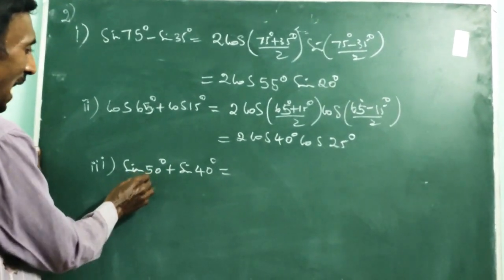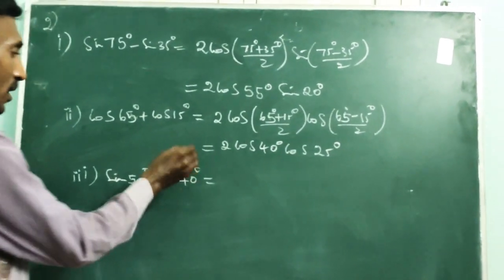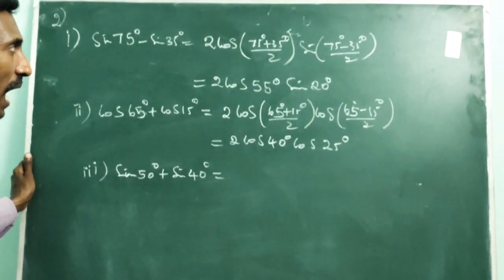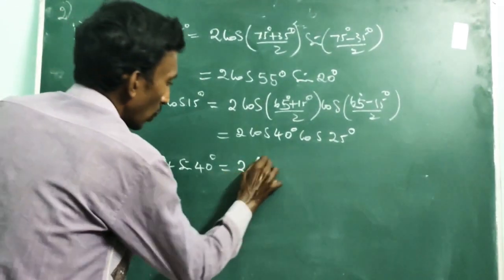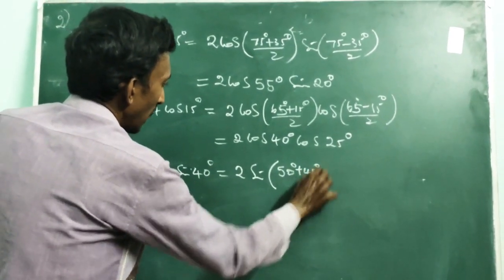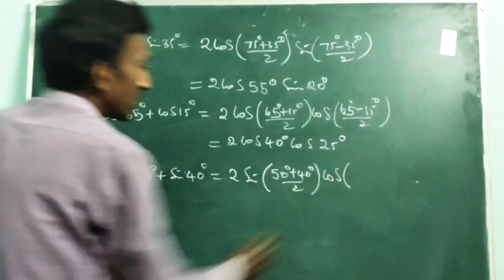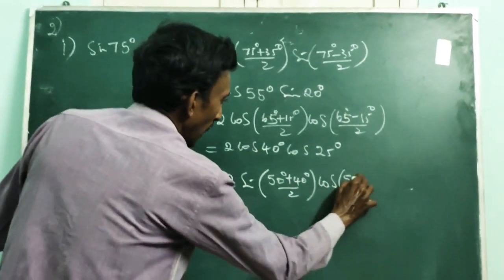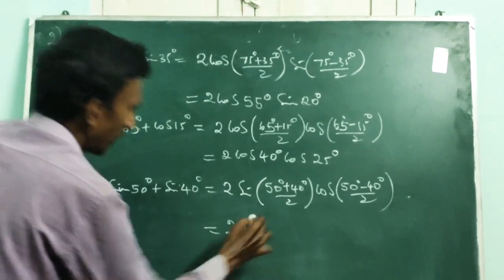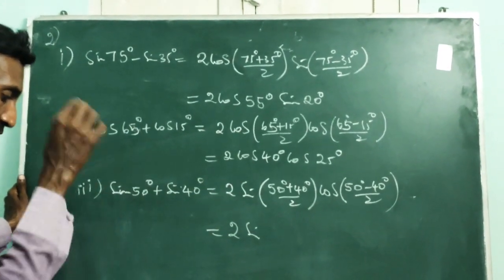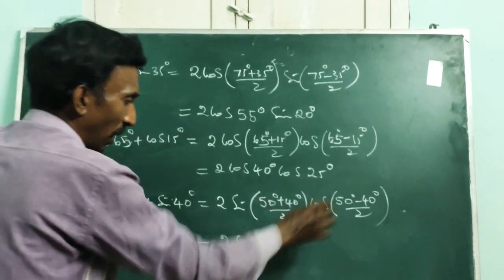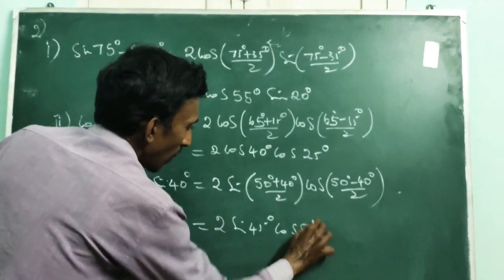So it is of the form sin c plus sin d. So it is nothing but 2 sin c plus d by 2 into cos c minus d by 2. 2 sin c plus d, 50 plus 40 by 2, into cos c minus d by 2, 50 minus 40 by 2. So 2 sin 90 by 2, it is 45 degree. Sin 45 degree, 50 minus 40, 10 by 2 is 5 degree. So cos 5 degree.